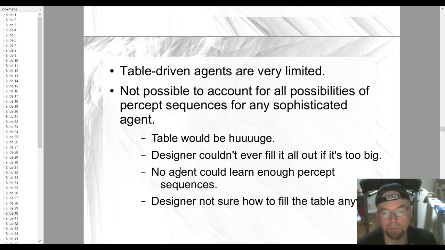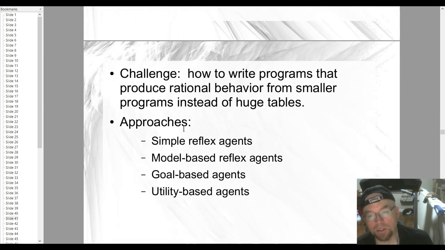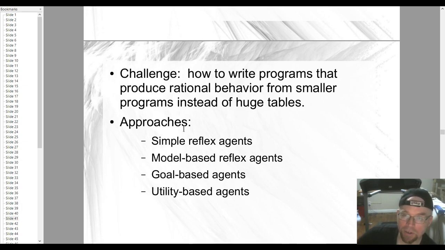And the agent couldn't learn enough of those percept sequences. It's too complex. And whoever's designing that table might not be able to figure out how to fill it out anyway. Think about 10 trillion different things you could perceive. What's the correct action for every one of those trillions of sequences of percepts? It's crazy. They're very, very limited. So in practical day-to-day AI, there's very limited application of such agents.